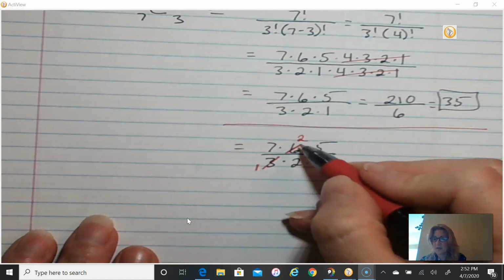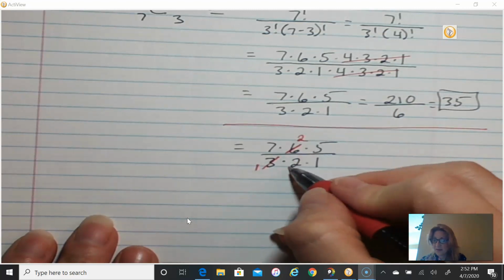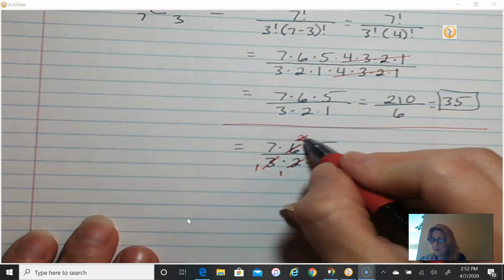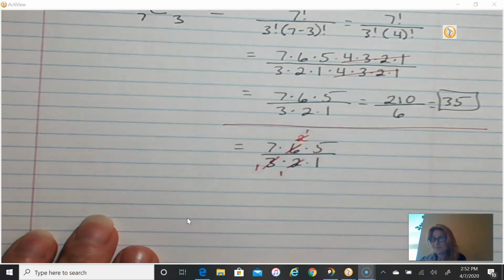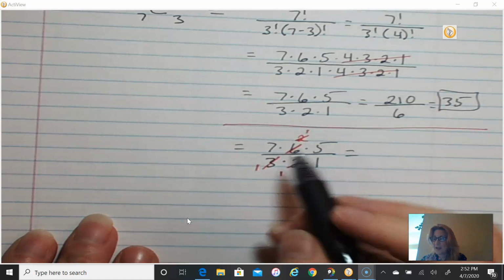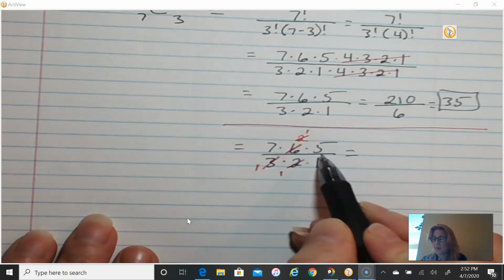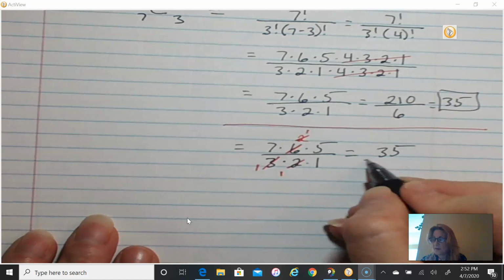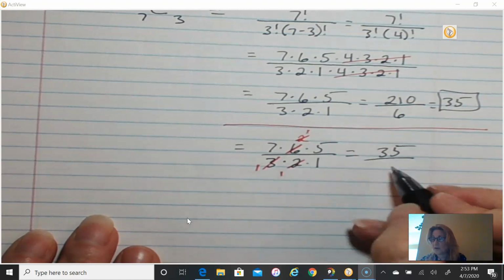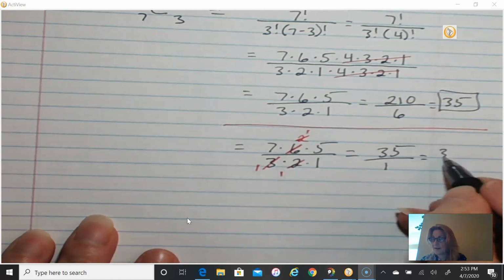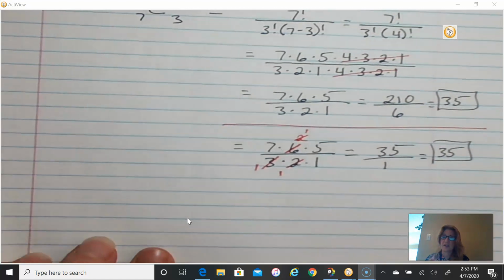Can 2 go into 2? Yeah. That becomes a 1. That becomes a 1. So now you have 7 times 1 times 5, over 1 times 1 times 1. Look there, just like cancellation.